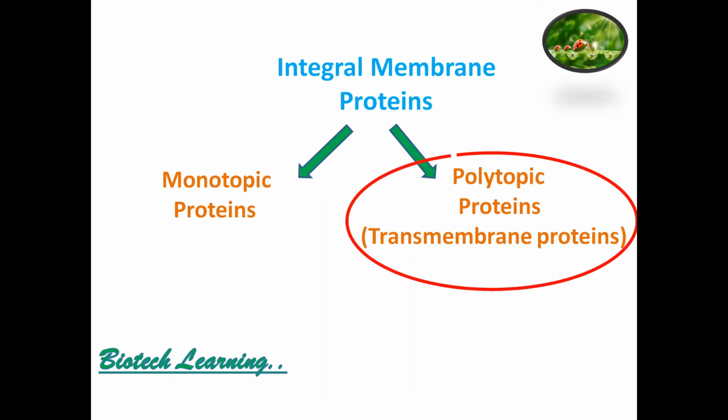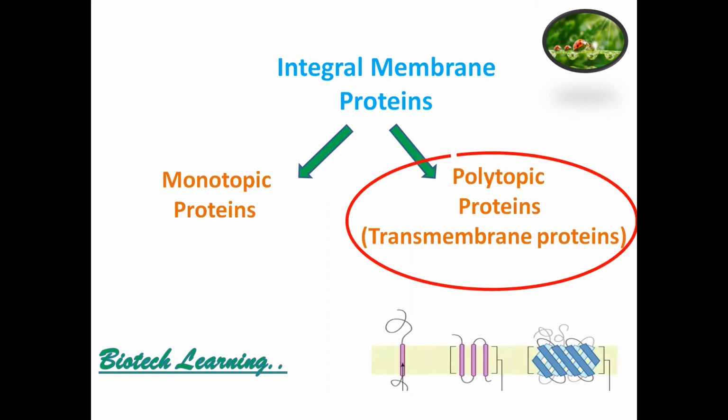Extracellular receptors are basically of this type. These are called polytopic because there are many proteins which traverse the plasma membrane many times, and bitopic membrane proteins also come in this category. So basically, the fact you have to take from this is that extracellular receptors are transmembrane proteins or polytopic membrane proteins. It can be of this type or this type or this type.